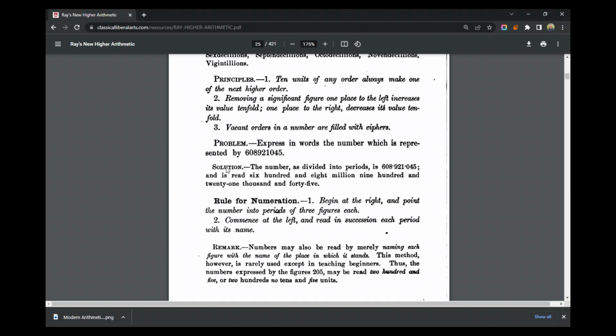We can look down here and see the solution, and the first step of the solution is to divide the number into periods to make it easier to read. The number divided into periods, we have 608 followed by a mark that signifies a period. Normally this would just be a comma. Then 921 and 045. So you can see here when the number is divided into periods, it's much easier to read. We then read the answer to the problem, which is 608 million. The third period is the millions period. The second period is the thousands period, and we have 921 thousands. And then we have the units period. We have 45 units.